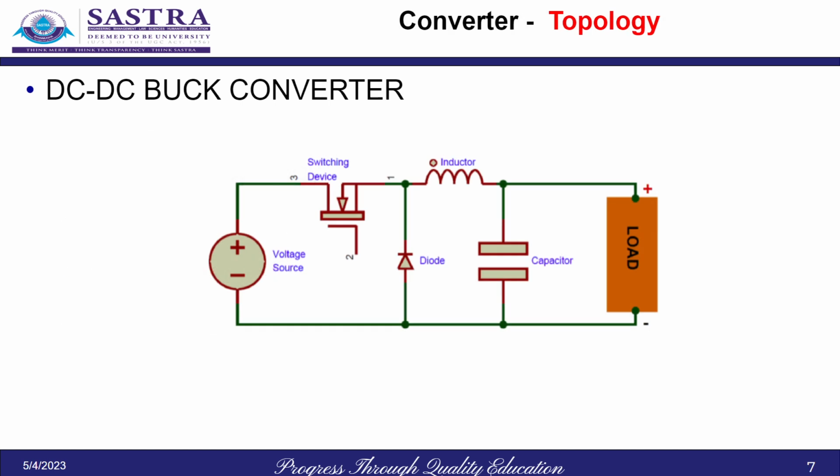In this slide, you could clearly see the circuit diagram of a simple buck converter. On the left side of the slide, you could clearly see the voltage source. And moving to the switching device, we can use various types of power transistors like IGBT, MOSFETs, and it depends on the power rating with which we are working.